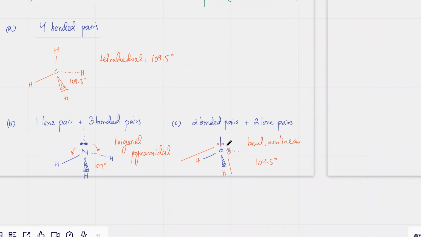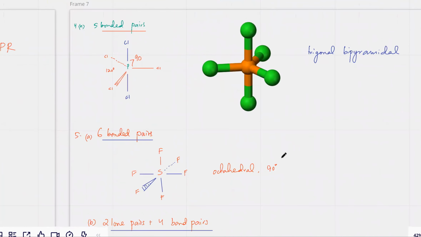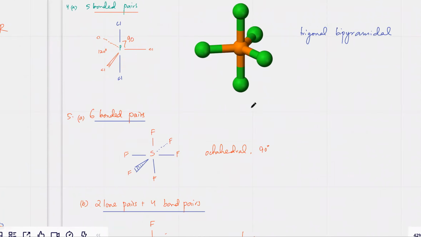In water, you still have the same shape, 4 pairs of electrons, except that on 2 sides now you've got lone pairs and on 2 sides you've got bonded pairs. Now the angle shrinks even further. And the shape is now just bent because on 2 sides there's no atom attached. So now it's just an H with an O, and that is then connected to an H. So it's bent, nonlinear, 104.5 degrees. And then you've got 5 bonds. That's going to be trigonal bipyramidal, and it's going to have 2 sets of angles. The angles between the fans, that's 120 degrees, and the angle that the fan is making with the top one and the bottom one, that's 90 degrees. And then we did 6 bonded pairs.